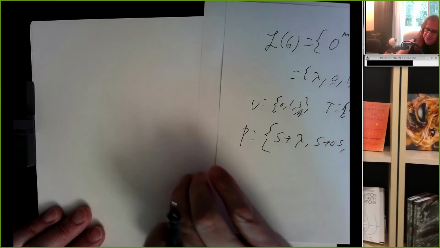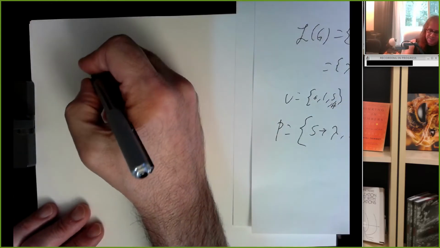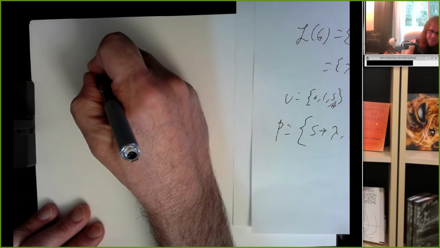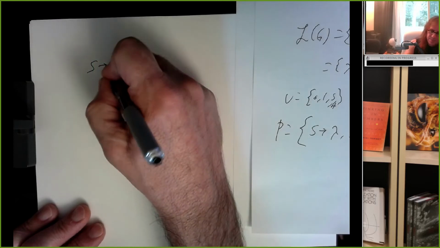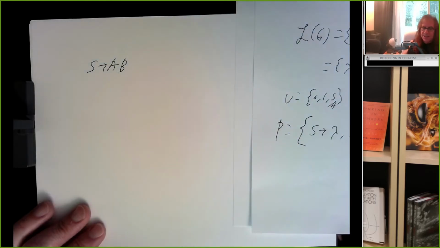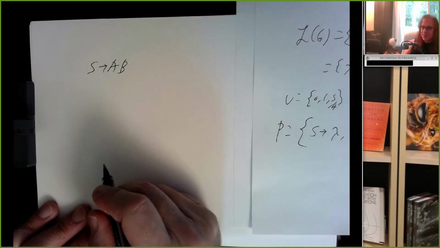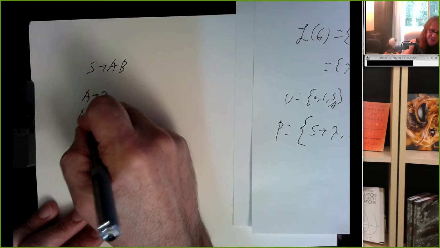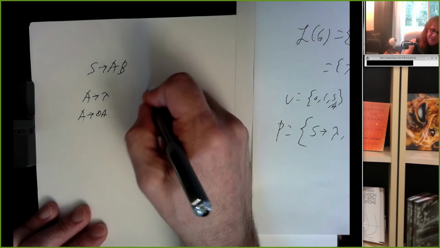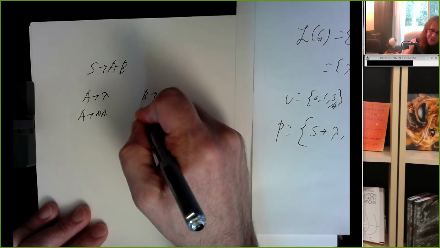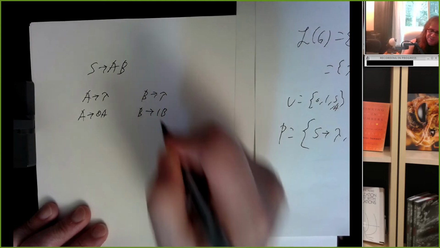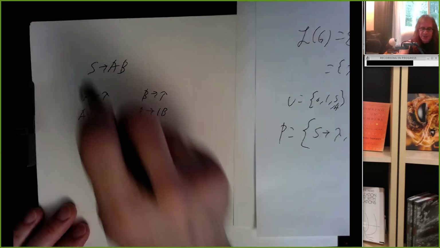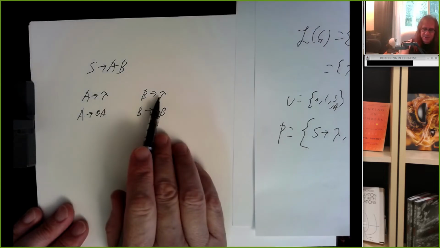So let's do something like, let's take S to AB, where A is going to be the zeros and B is going to be the ones. And A could be a lambda. A could go to 0 followed by A. B could go to lambda. B could go to a 1 followed by a B. And so S could certainly be empty because A and B could both be lambda.